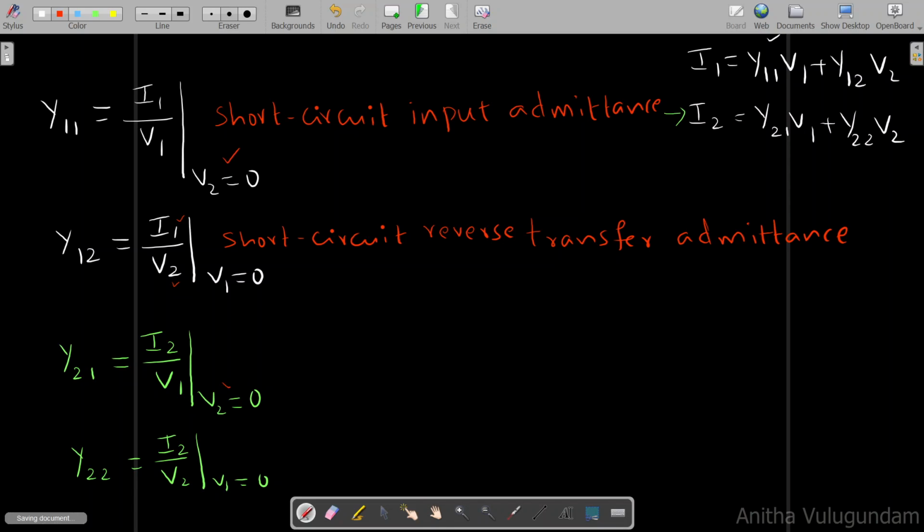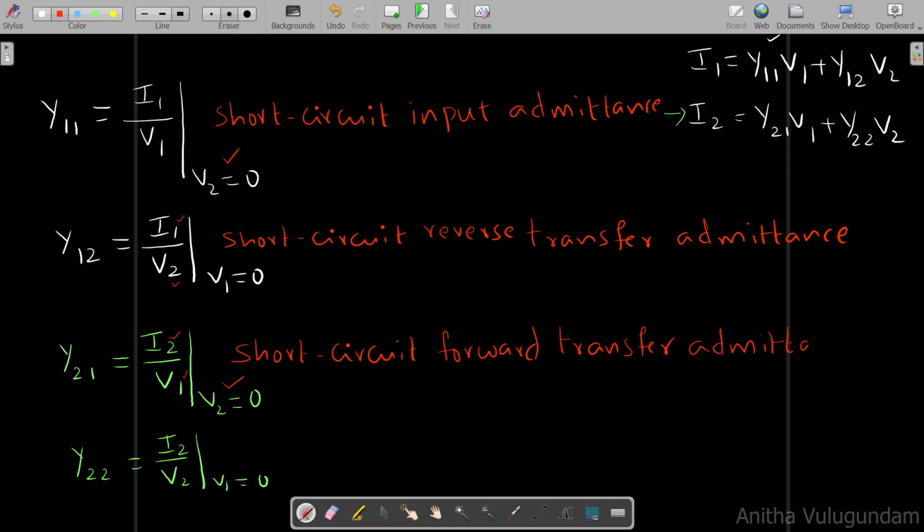Next, Y21. Here V2 equal to 0. We'll write, always start with the condition short circuit, and the ratio of port 2 to port 1 variable, so forward transfer. I by V, that is admittance. Y21 is defined as short circuit forward transfer admittance.